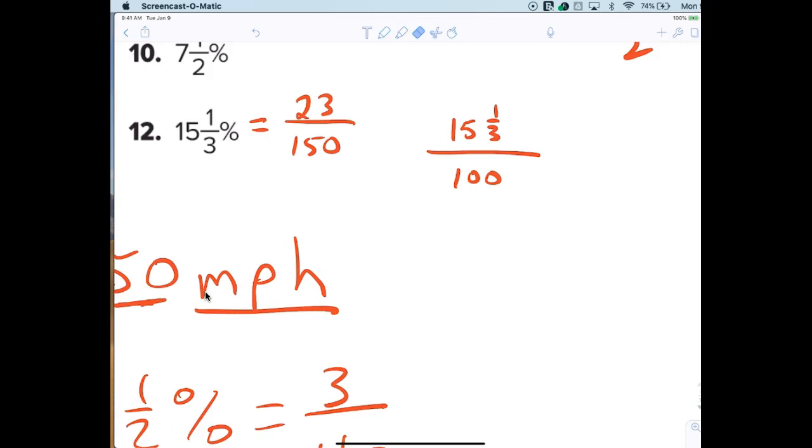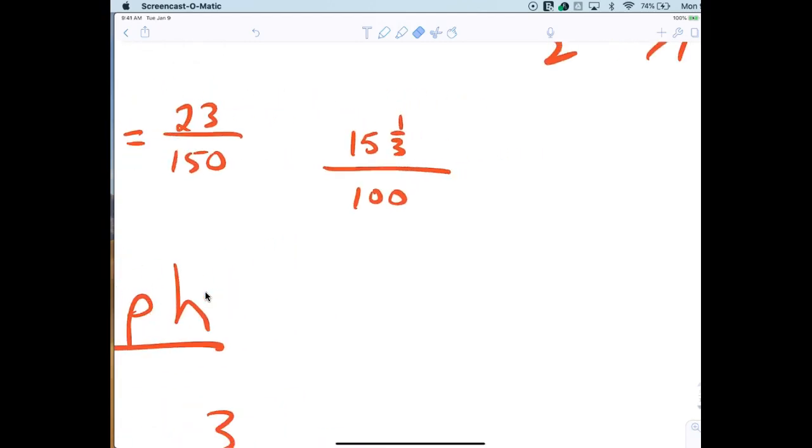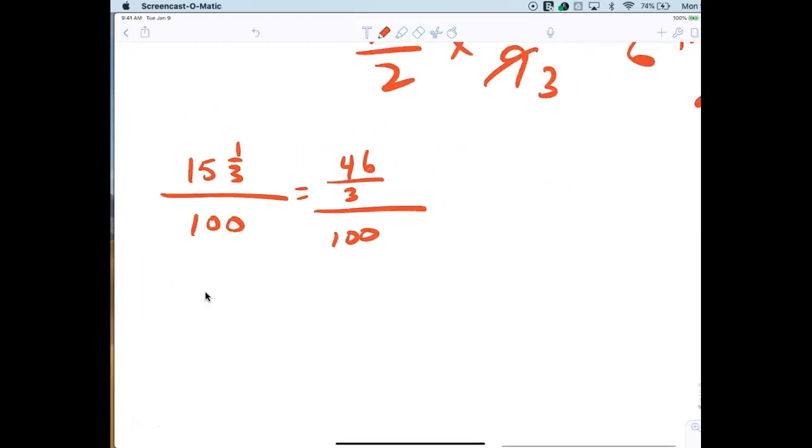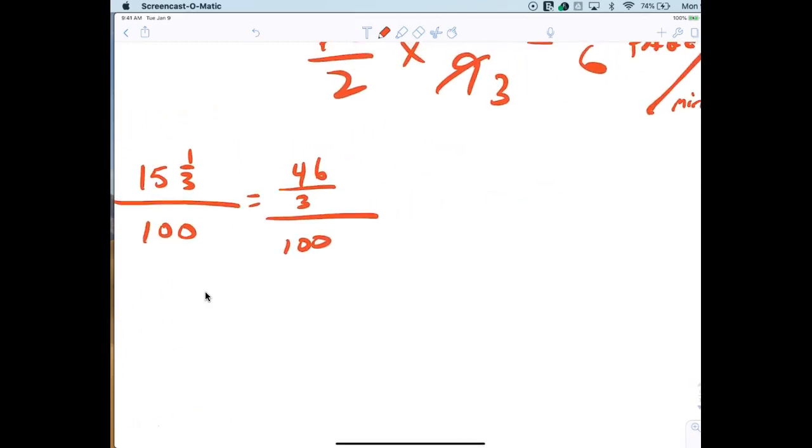All right, so Oscar, tell me what I can do first. That is correct. What does that become, Oscar? Thank you, Oscar. 46/3 divided by 100. Beautiful. Now what do I do? Everybody's doing this problem now. If you want to use your calculator tonight, do this problem right now. I want to make sure you know how to do it because I don't want any excuses.